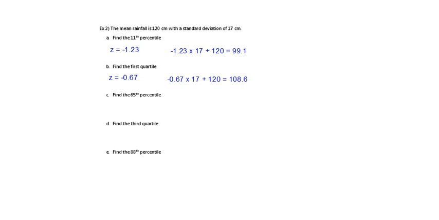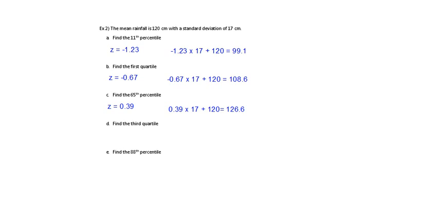Next is the 65th percentile. The z-score for 65% is 0.39. So then we're going to do 0.39 times 17 plus 120. And that's equal to 126.6.